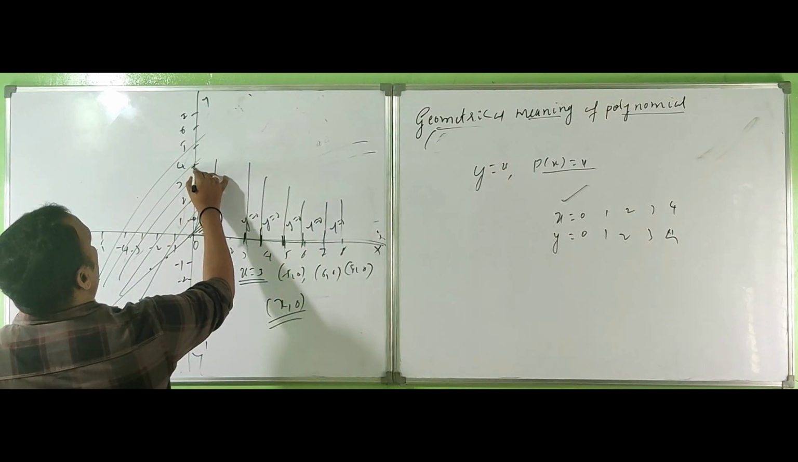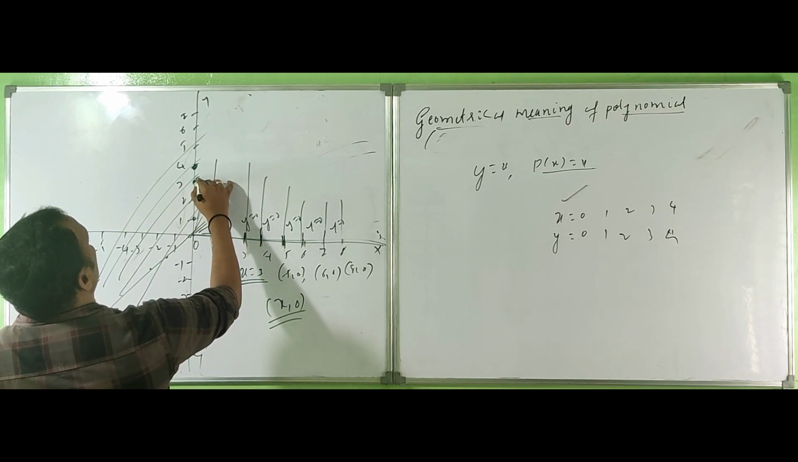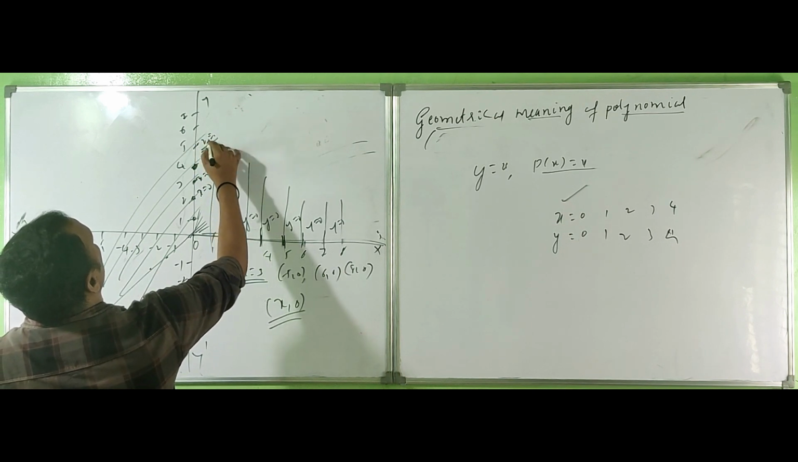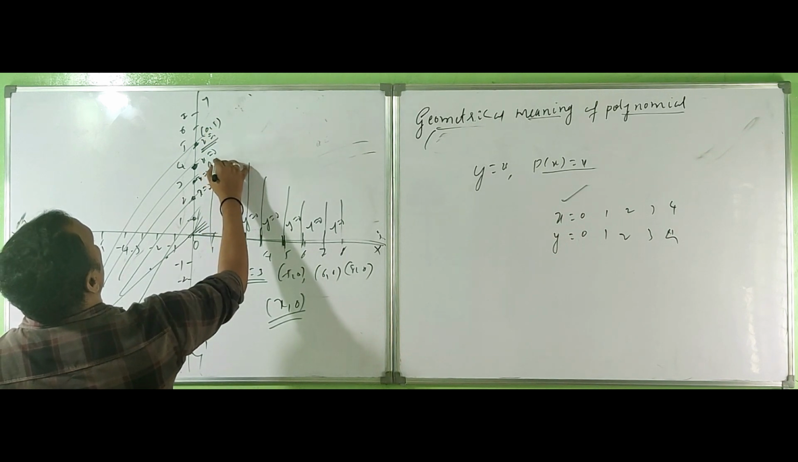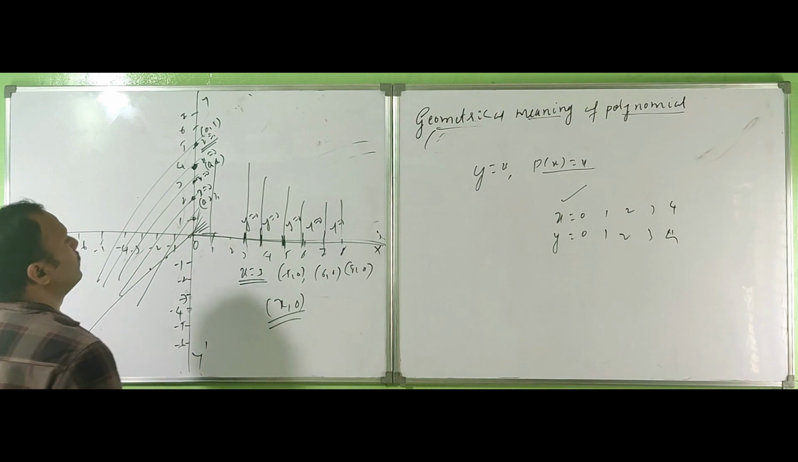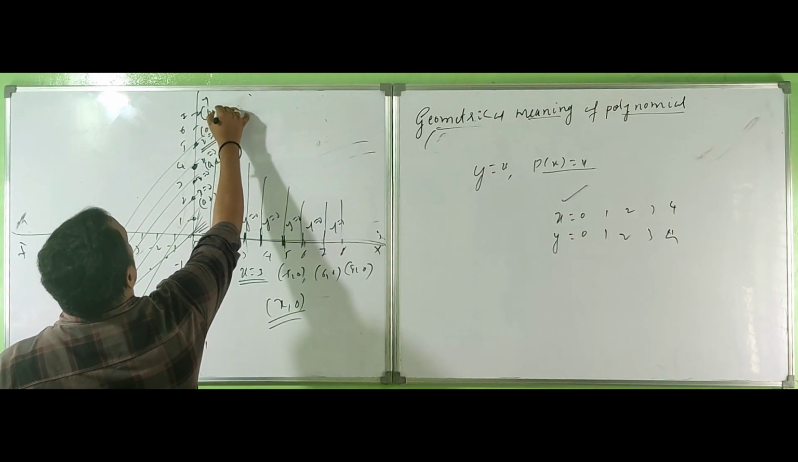Similarly, if the point is here, x equal to 0, x equal to 0, x equal to 0. This means the points are 0 and 5, 0 and 4, 0 and 2. Right? So in general, any point on the y-axis is 0 and y.